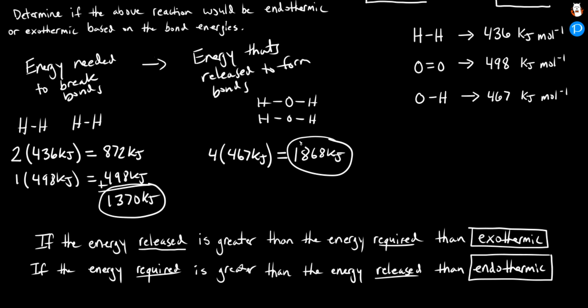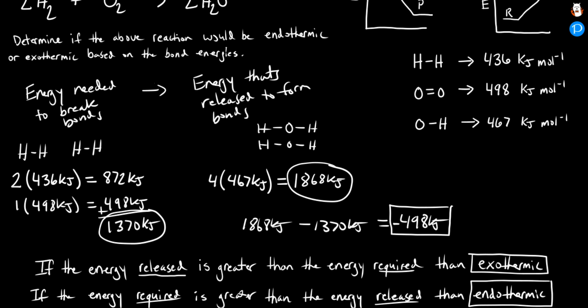So in this case, we could subtract these to get the overall enthalpy change: 1868 kilojoules minus the 1370 kilojoules would be 498 kilojoules overall. Now we make it negative technically because it's exothermic, and so that's how many kilojoules of energy would be released from this.